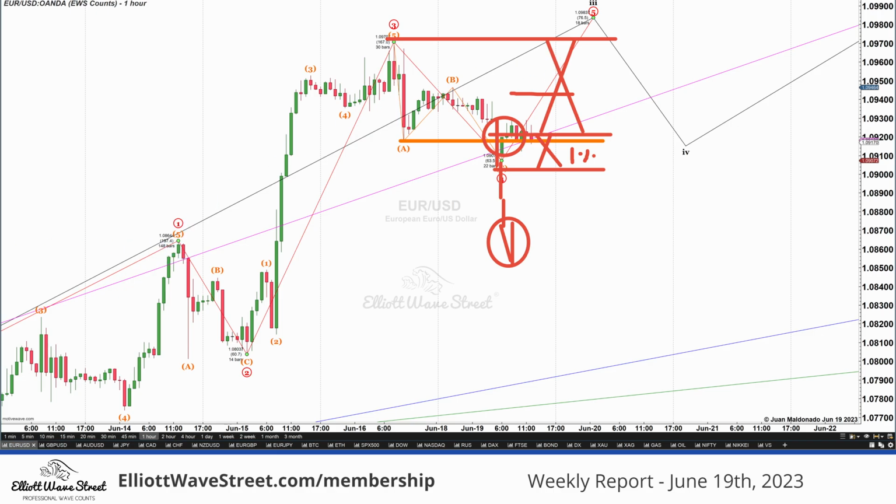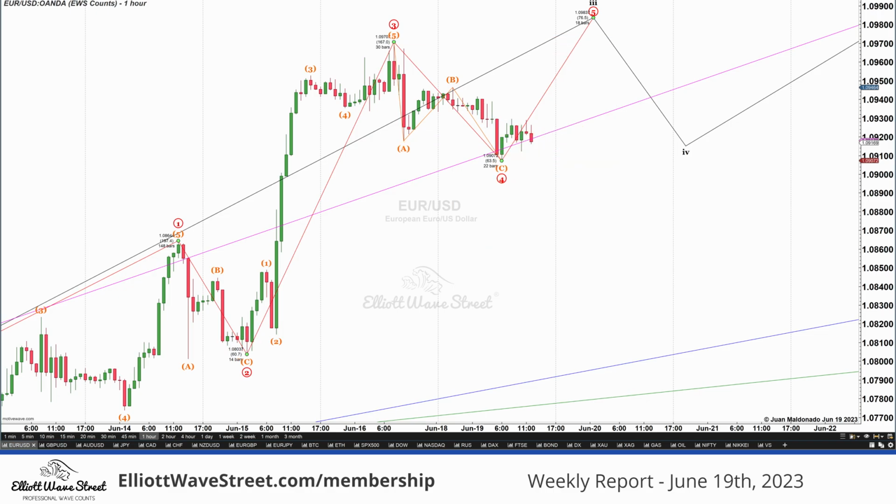Also, as traders, we need to buy at the lows. So this is a low here as well. Let me clear my drawings. This is a low here.